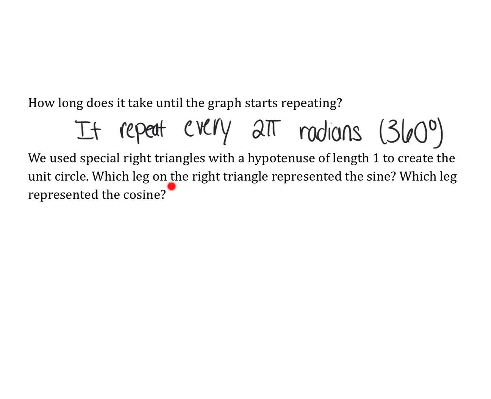And now it says we use special right triangles with a hypotenuse of length 1 to create the unit circle. Which leg on the right triangle represents the sine? Which leg? I don't know why I have this again on here. Oh my goodness, that's not helping me at all. Okay, anyway, so yeah, it takes 2 pi radians, or 360 degrees, and that's why the period for a sine function is 2 pi. In other words, every 2 pi radians, the graph repeats.